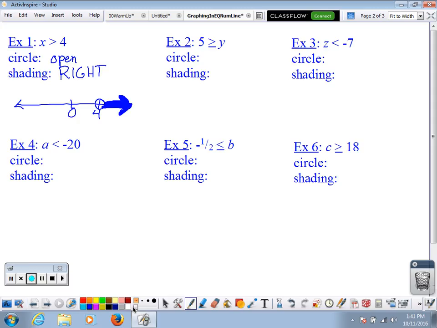Okay, number 2, I've got 5 is greater than or equal to y. So we'll sketch a number line, we'll get it ready, have our 0 near the middle. There's 5. First thing I want to think about is that circle. Should the circle be open or closed? Well, I see greater than or equal to. And if they use greater than or equal to, we're going to use this closed circle. So I'll put my circle at 5, and I'll shade it in.